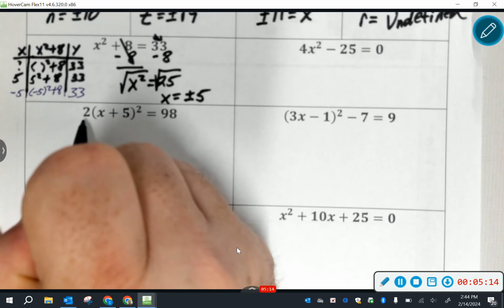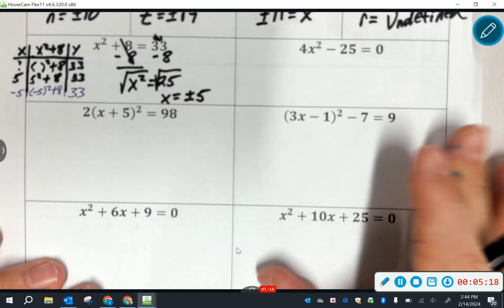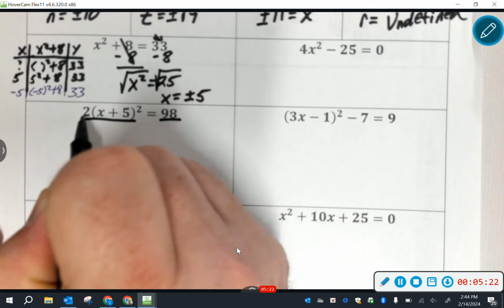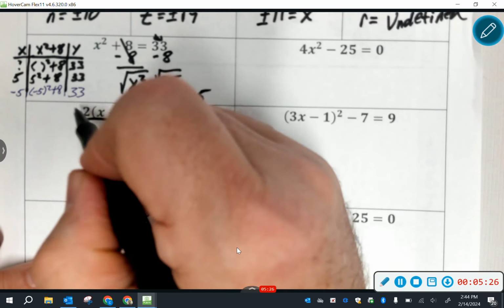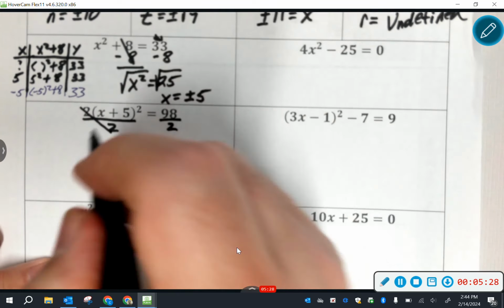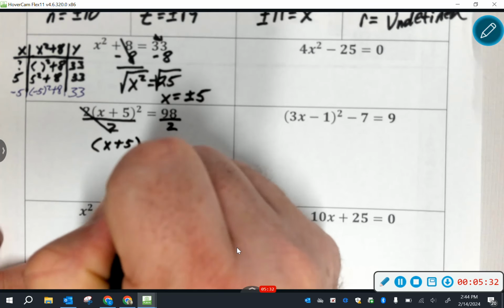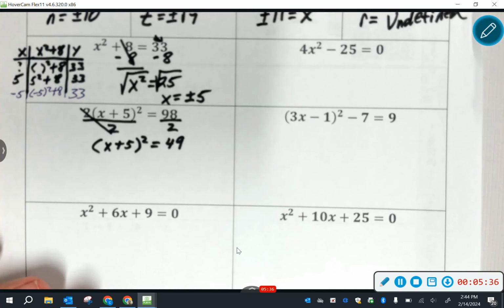Alright, so next we have 2 times the quantity x plus 5 quantity squared is equal to 98. So our first step here is we want to cancel out this 2, so we're going to divide both sides by 2. So this is going to cancel, and that's going to give us x plus 5 quantity squared is equal to 49.